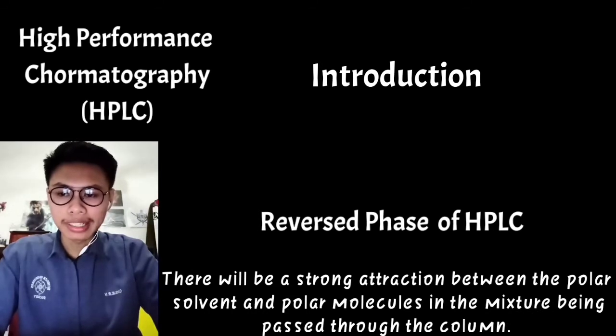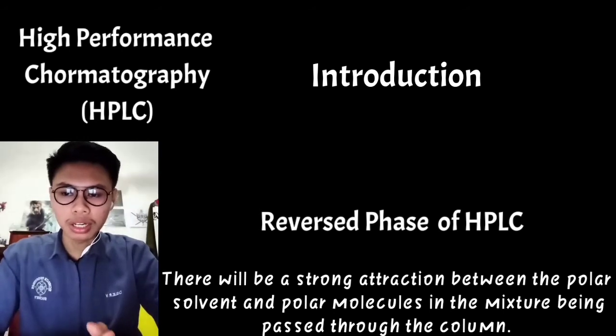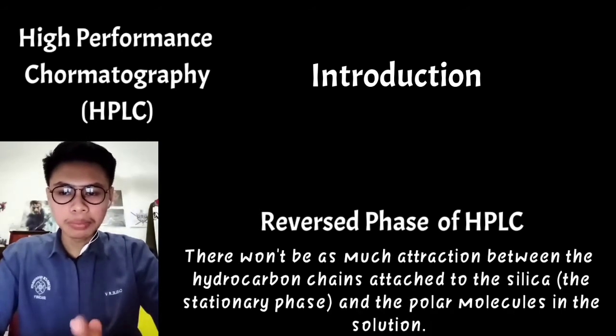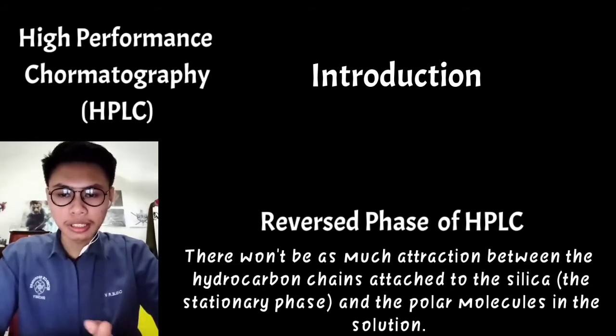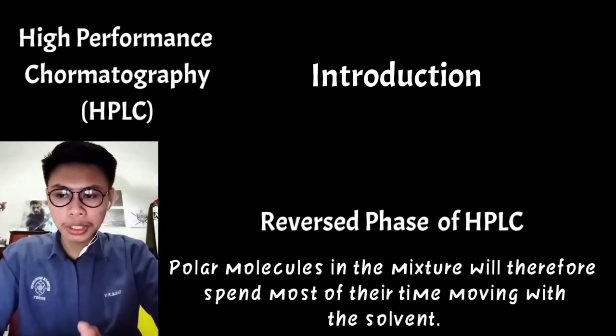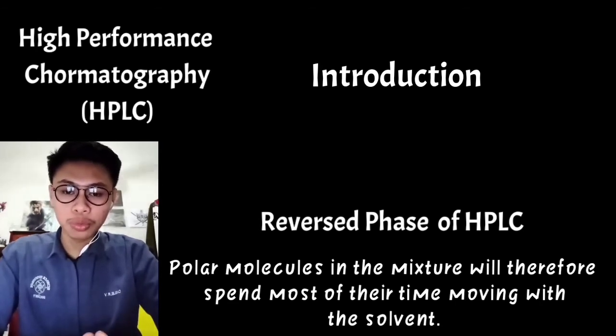There will be a strong attraction between the polar solvent and polar molecules in the mixture being passed through the column. There won't be as much attraction between the hydrocarbon chains attached to the silica, which is the stationary phase, and the polar molecules in the solution. Polar molecules in the mixture will therefore spend most of their time moving with the solvent.